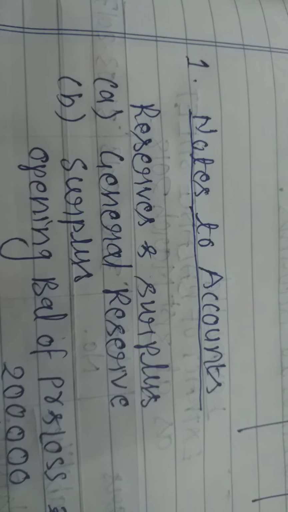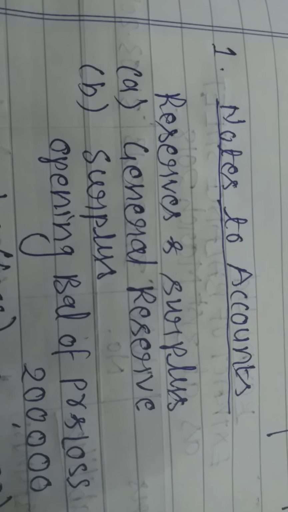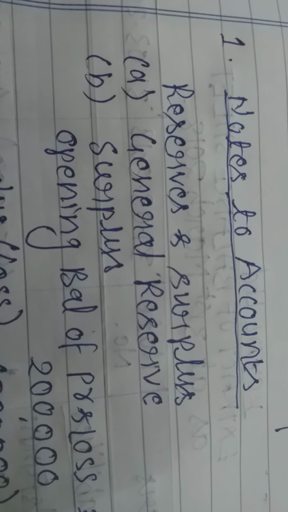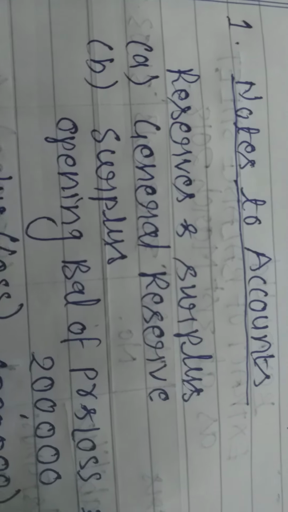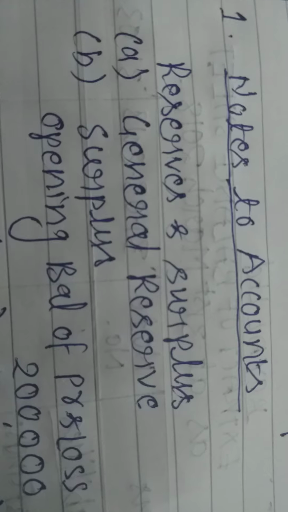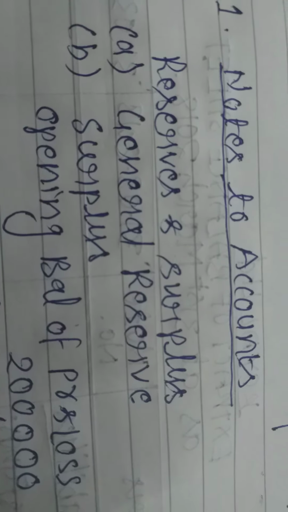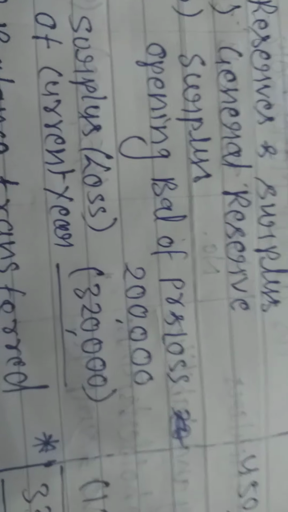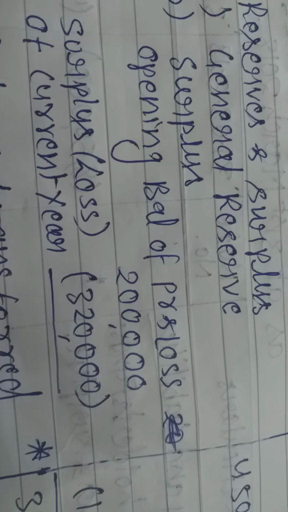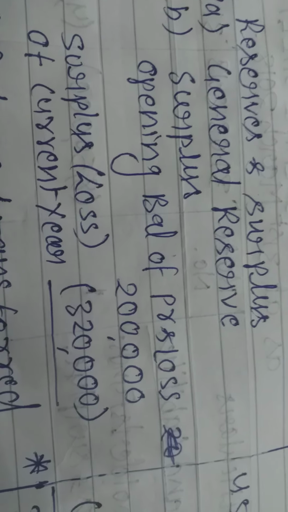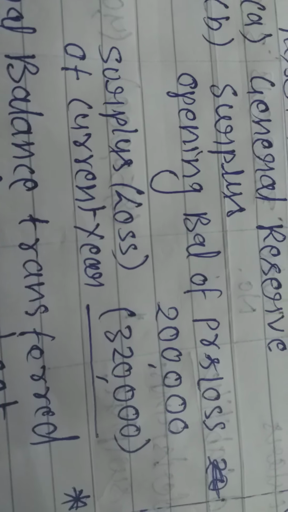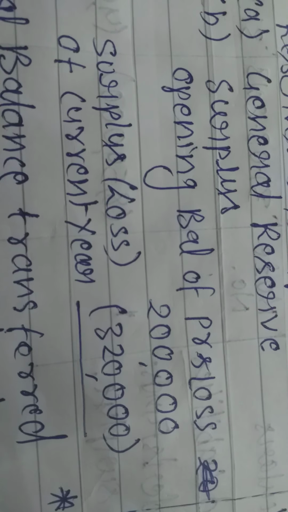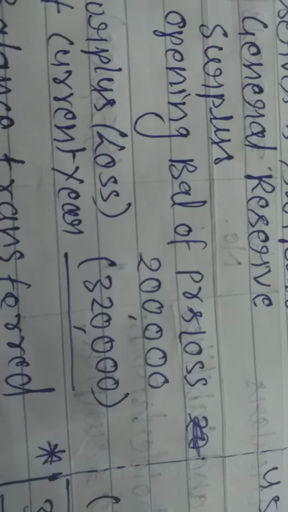Notes to account. Adding the reserves and surplus. Now in this question, reserve has been given to you in the form of general reserve. So first of all, you have to write the reserve, that is general reserve, which equals 4,50,000. Then the second heading is surplus. The opening balance of profit and loss that has been provided to you is 2 lakh, and the loss of the current year has been given to you, that is 3,20,000.